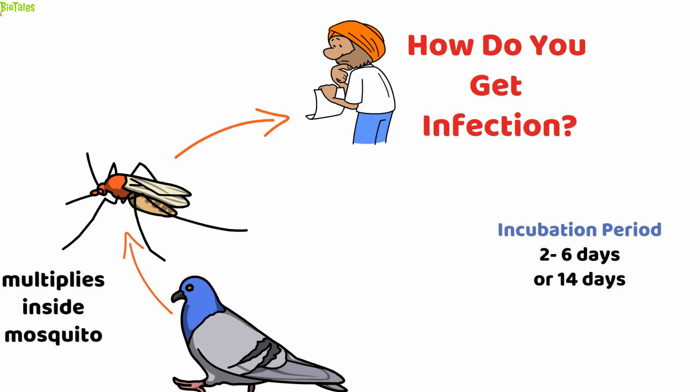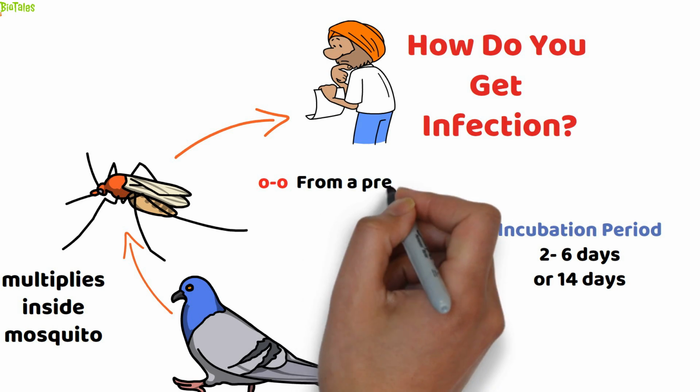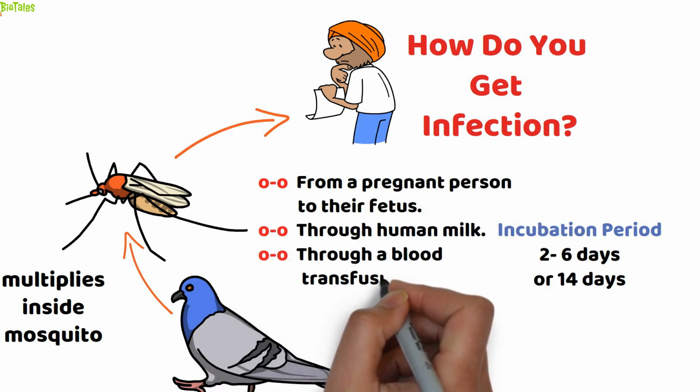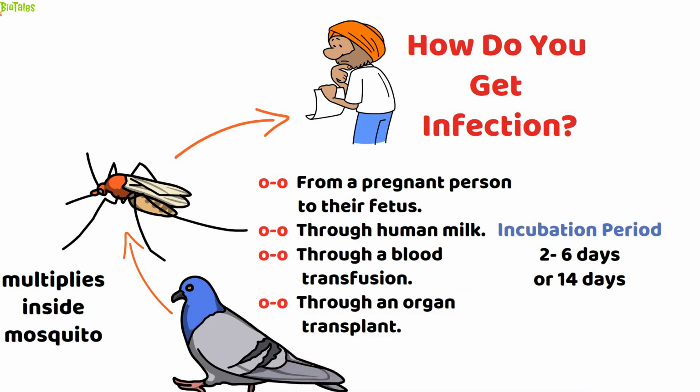West Nile isn't contagious. You can't get it from another person who has it. In a very few cases, West Nile virus has spread from pregnant mother to their fetus, through mother's milk, through a blood transfusion, through an organ transplant.